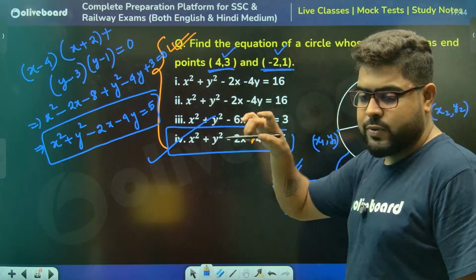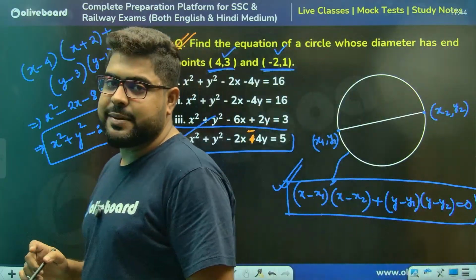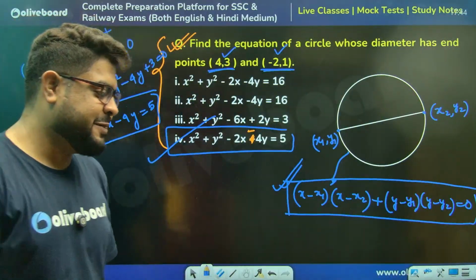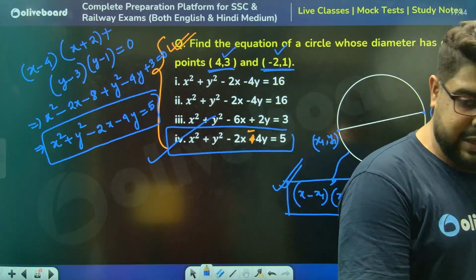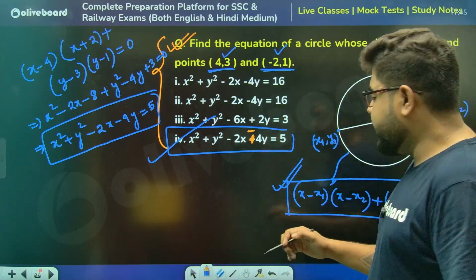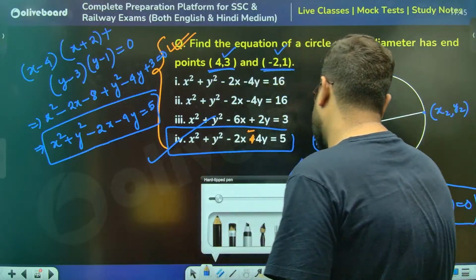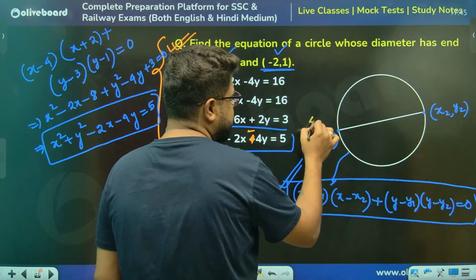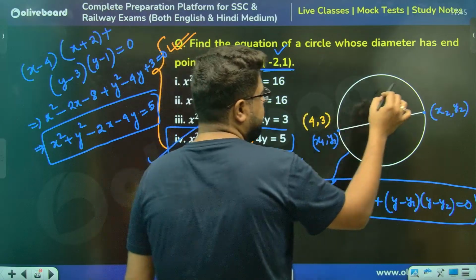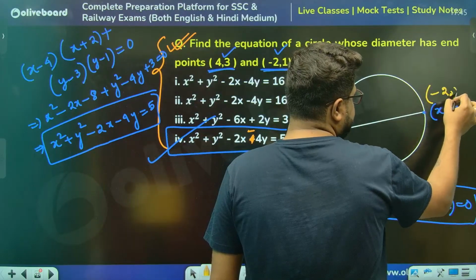Same thing was there. Without value also was same. They have not changed the value also. What is the normal way of doing this question? Again, that's also very simple. Why? Because if you know these two, this is given as 4, 3 minus 2, 1.